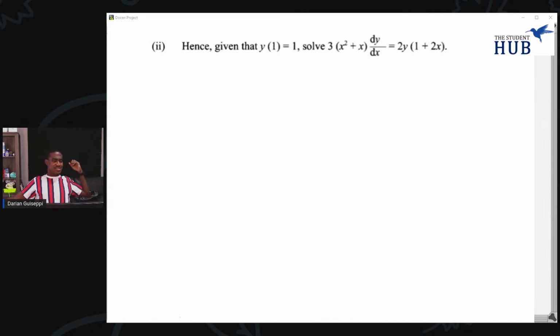I hope everybody is seeing the questions. This is the last part of it. It's saying, hence, given that y of 0 is equal to 1, solve 3 by x squared plus x dy/dx is equal to... that is basically the same equation that they asked for just now. They want us to find a particular solution, so we need to find the value for c.